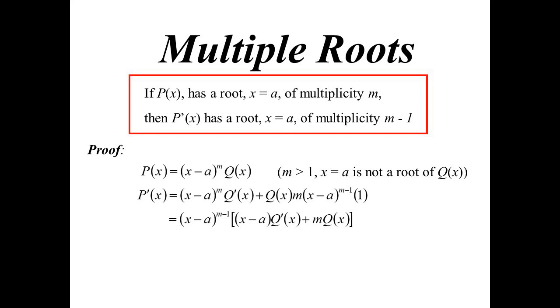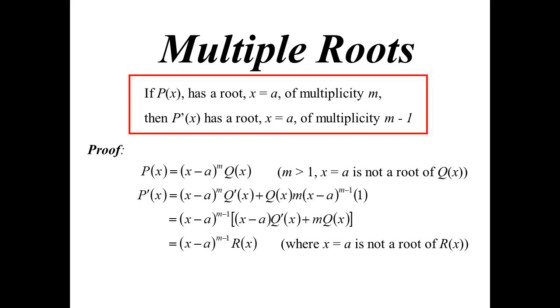And that's what we're looking for. We want to show, hey, this is a factor of one less. Of course, we need to make sure the other factor is still a polynomial. So what have we got? We've got x minus a times q dash x plus m q(x). Well, that certainly would be a polynomial. So I'll call it r(x).